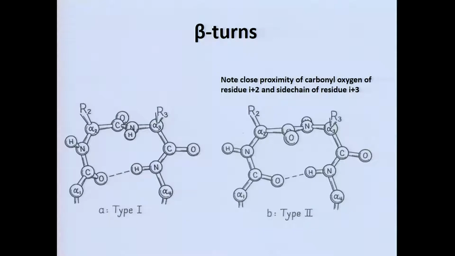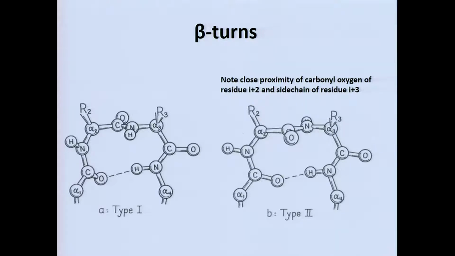Okay, so hydrogen bonding between N plus 3, and the difference between type 1 and type 2 turn is only the orientation of this peptide bond. Only this peptide bond between alpha 2 and alpha 3. Okay, and only the orientation is different.